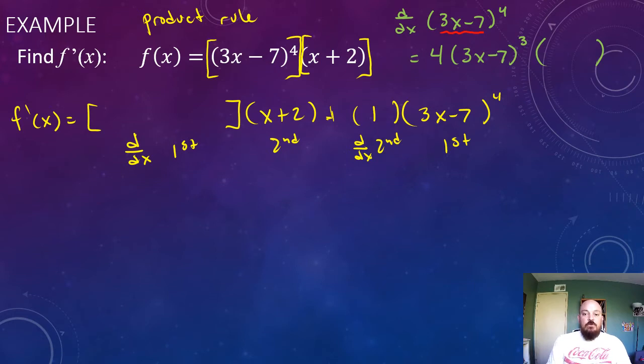So basically the derivative of 3x minus 7 is just 3, because the derivative of 3x is 3, and the derivative of any constant like negative 7 is 0, or basically it just disappears. So to finish cleaning this up, I can multiply the 4 and the 3, and what I get is 12 times 3x minus 7 cubed. And that's what I'm going to put here.